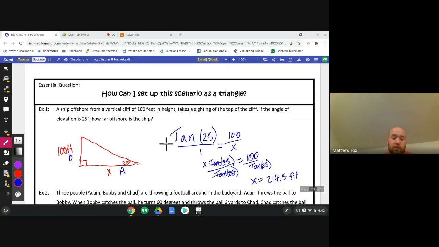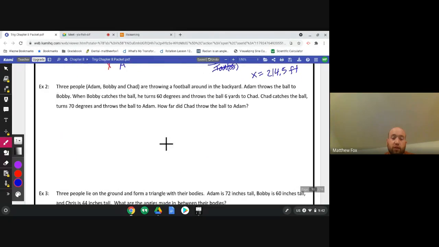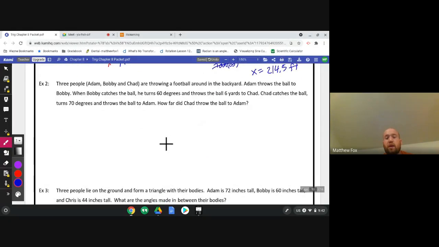Now, if we look here, the second one. 3 people, Adam, Bobby, and Chad, are throwing a football around the backyard. Okay. Now, Adam throws the ball to Bobby. Bobby catches the ball. He turns 60 degrees and throws the ball 6 yards to Chad. Chad catches the ball, turns 70 degrees, and throws the ball to Adam. How far did Chad throw the ball?